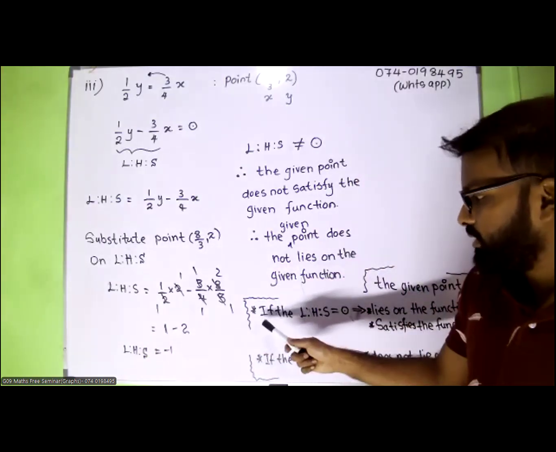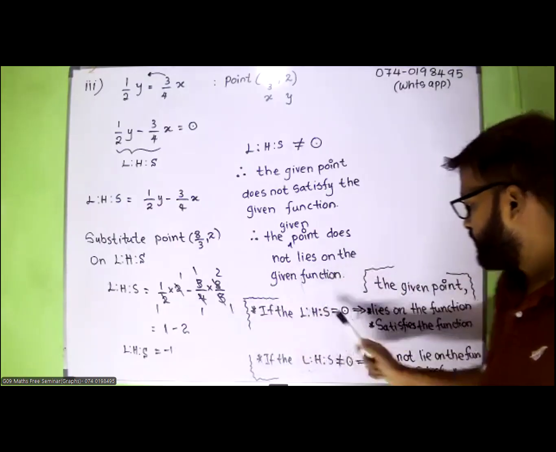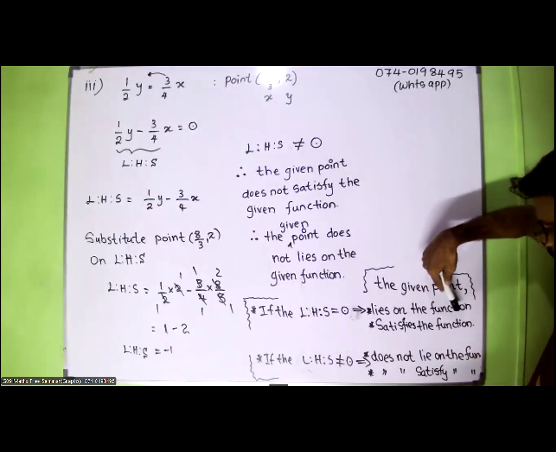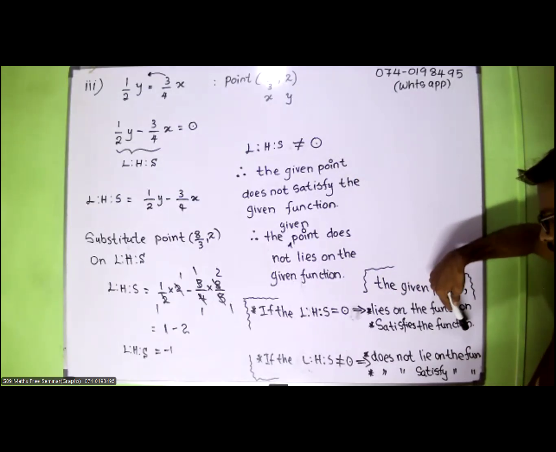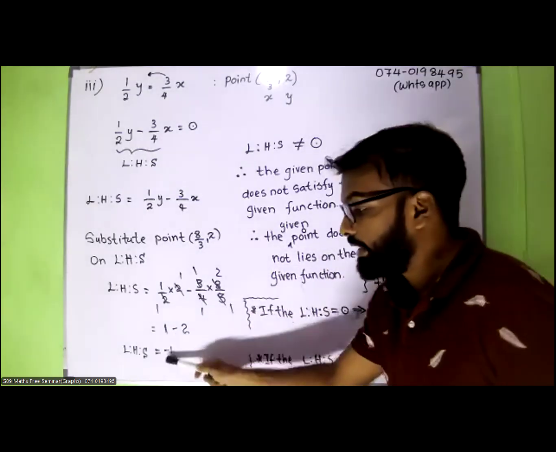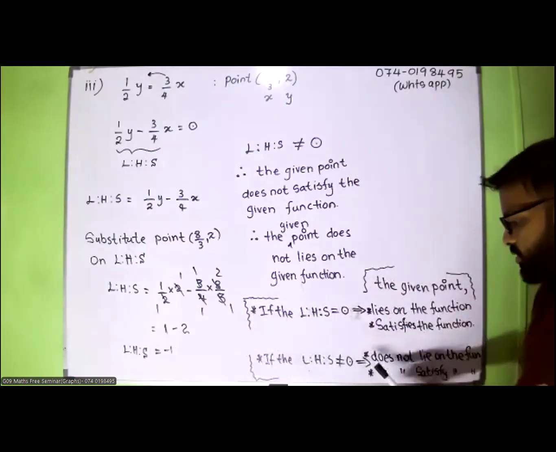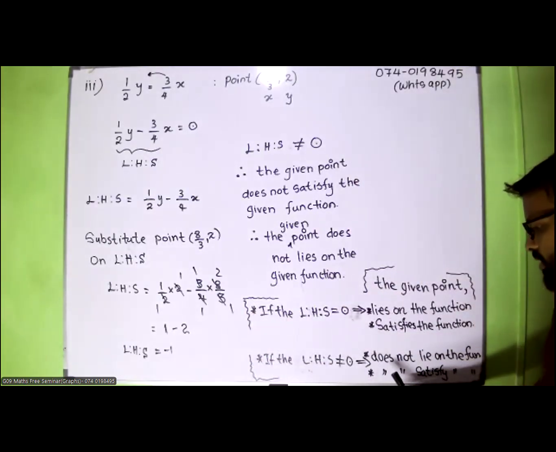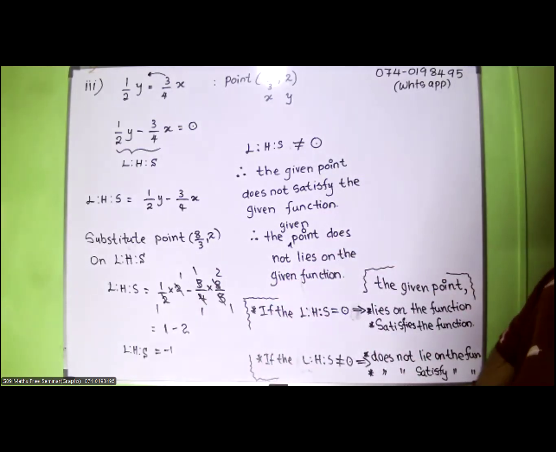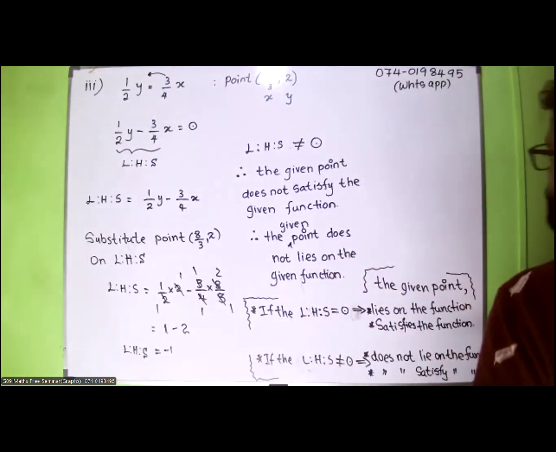If the LHS equals 0, the given point lies on the function, or you can say it satisfies the function. If the LHS does not equal 0, as here, you can say the point does not lie on the function or does not satisfy the function. One of these can be used. So I will do the fourth one.